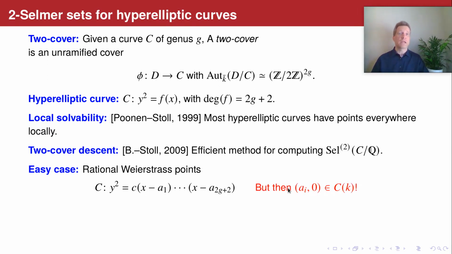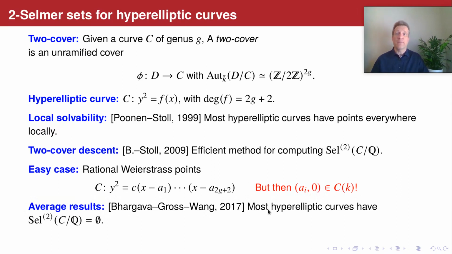From the point of view of deciding if there are rational points, this is rather uninteresting, because in that case there are plenty of rational points on our curve. So there's little left to decide. These methods have been used for average results as well, though. Bargevag, Gross, and Wang in 2017 proved that most hyperelliptic curves have an empty 2 Selmer set. So combined with the local solvability result, this really gives you that violations of the local to global principle are ample for hyperelliptic curves.